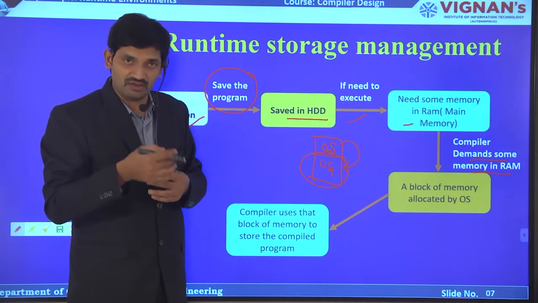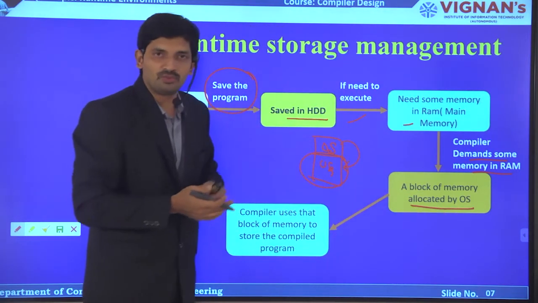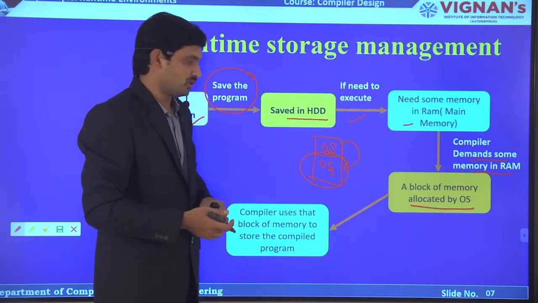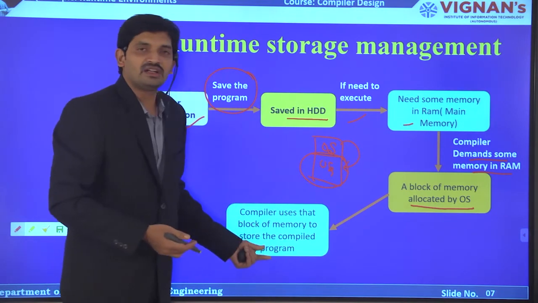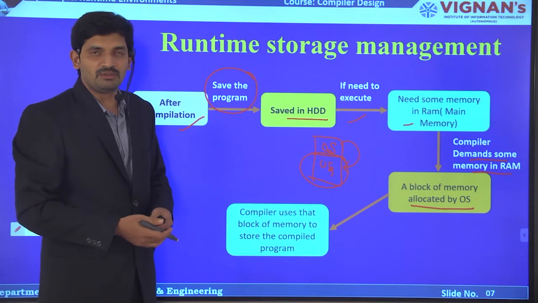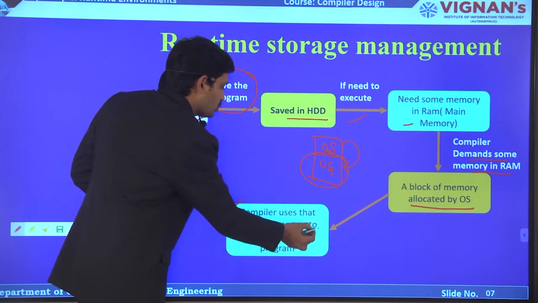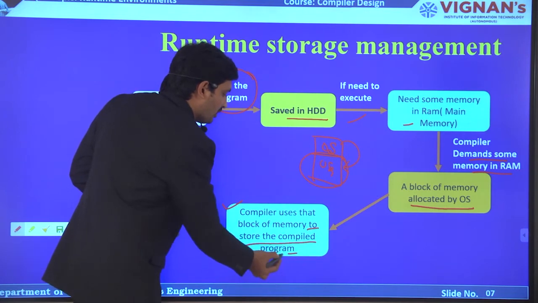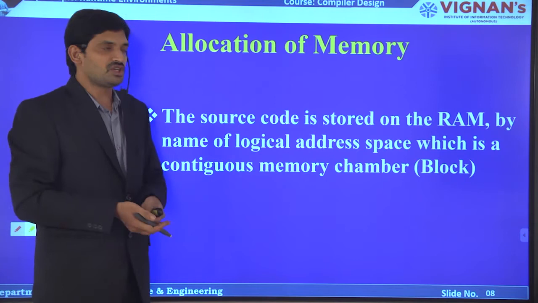If the memory is available, it is going to allocate some memory, maybe a block of memory, to the particular program, and the compiler uses that block of memory for the compilation of the program. Okay, so it uses the block of memory to store the compiled program in that particular block. So what is the allocation of memory?